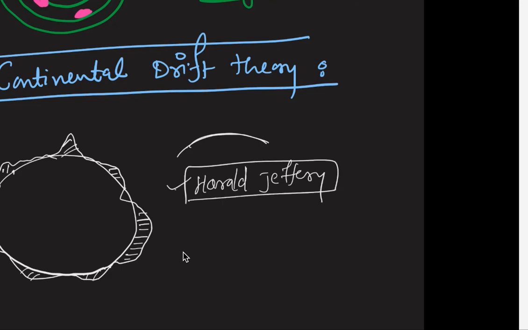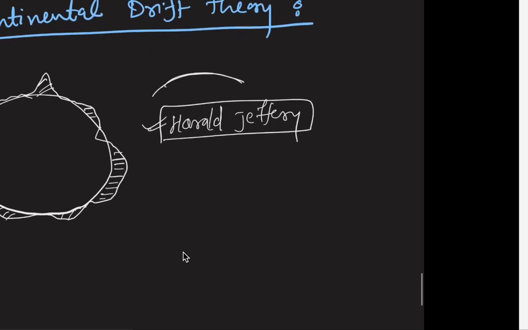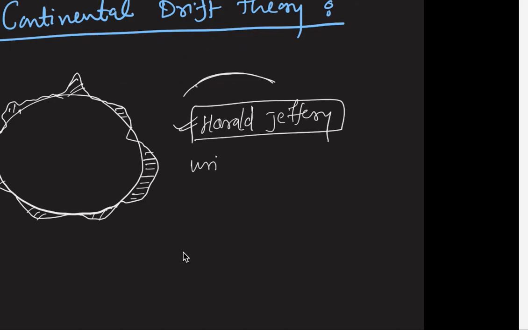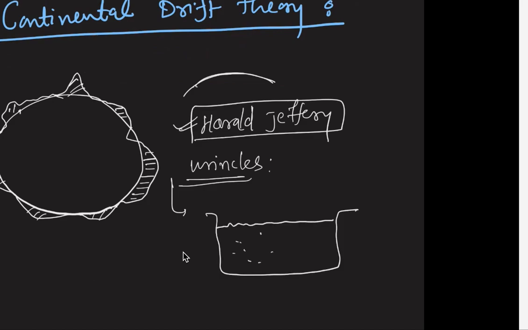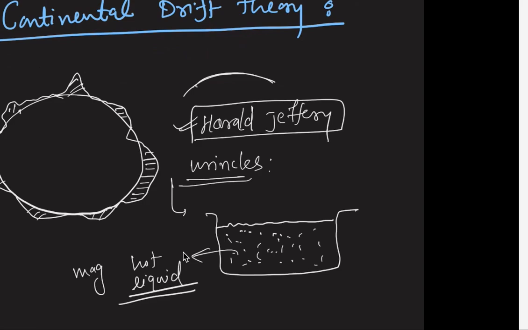Harold Jeffrey was a geographer. Harold Jeffrey said that I will tell you how these wrinkles are formed on the earth's surface. He says that it is just like boiling milk. Earth was like boiling milk. In the first and second lectures we saw that the magma around the earth's surface was hot liquid. This was a magmatic material earlier, and slowly it got cooled.